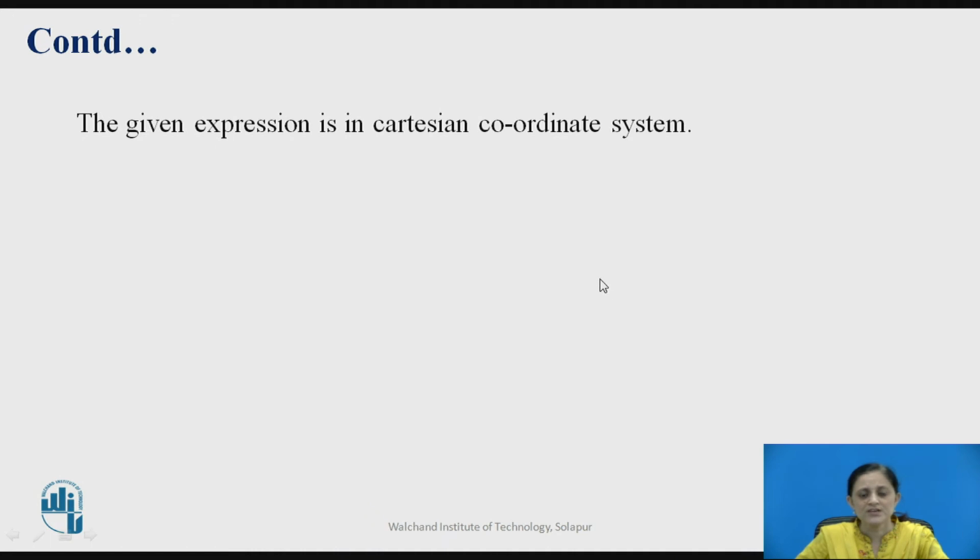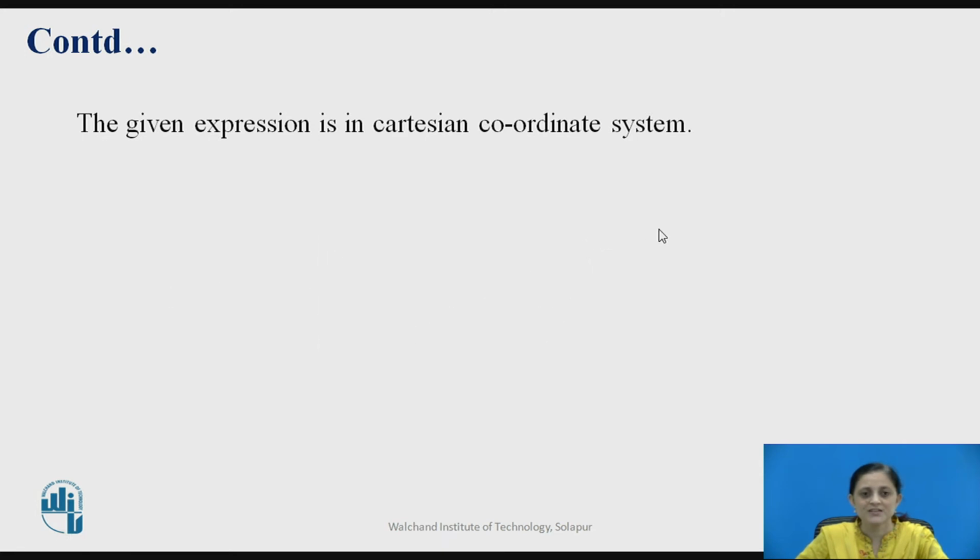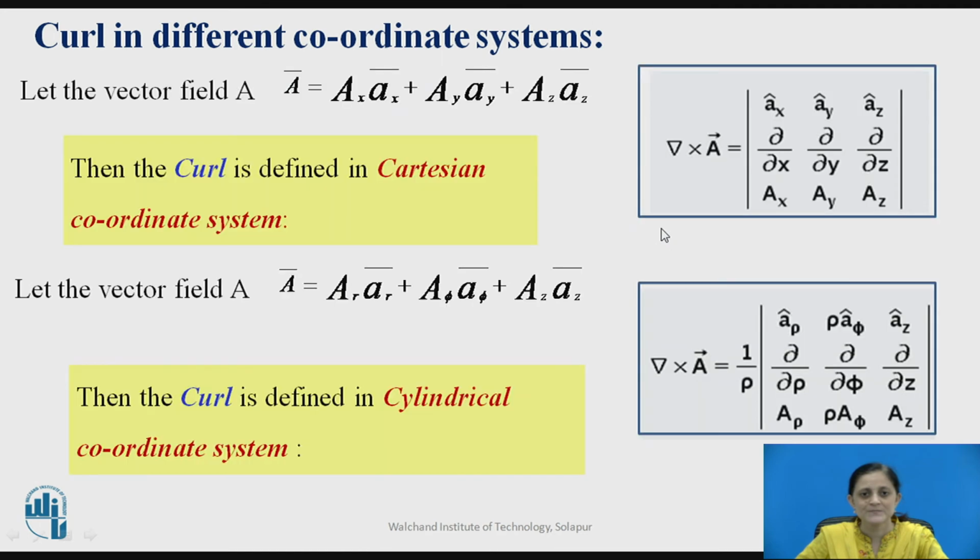Now for our given problem, the given expression of h bar is in Cartesian coordinate system. Therefore, you can use the determinant given in Cartesian coordinate system as this one. So a bar x, a bar y, a bar z, dou by dou x, dou by dou y, dou by dou z, ax, ay, az. These are the magnitudes with respect to x, y, z axis, and these are the unit vectors.